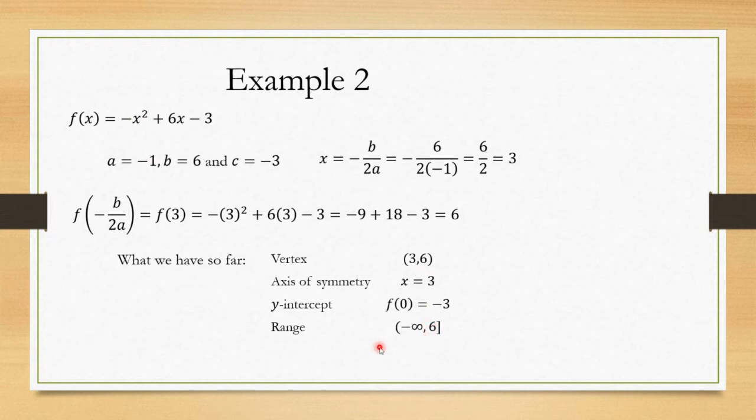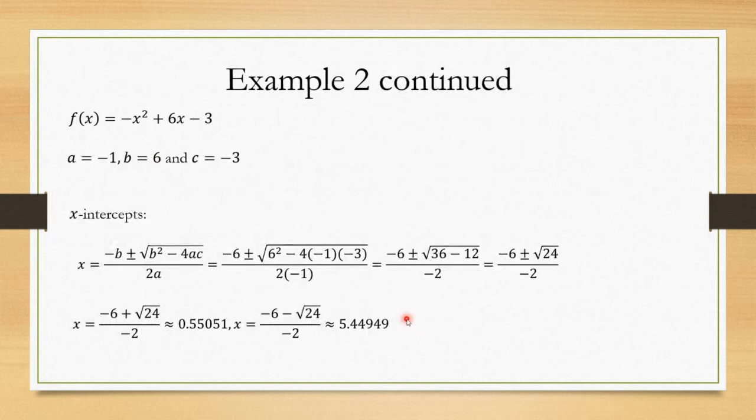Now, to get a good graph, though, we really need the x-intercepts as well. So that's what we do here. How can we get that? Well, we have our a, b, and c. You could always try factoring if you wanted to, but what I just did was dive right into the quadratic formula.